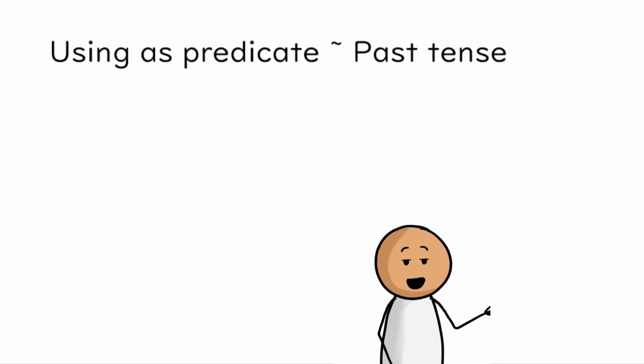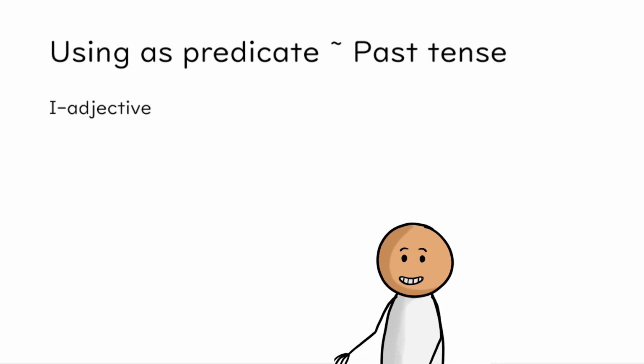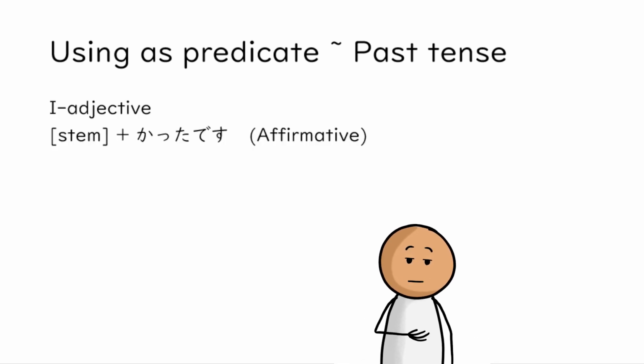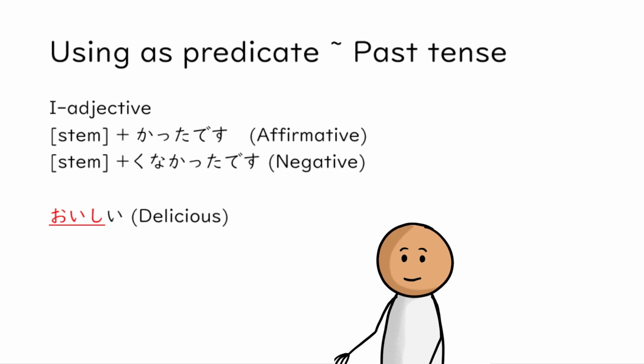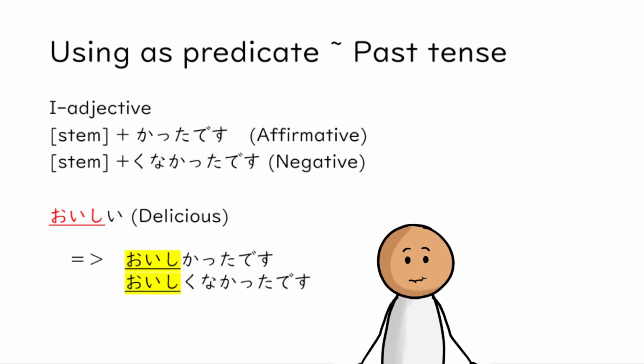The past tense is the one which students have trouble with, especially the past tense of i adjectives. Past affirmative is stem plus かったです, and past negative is stem plus くなかったです. For example, おいしい means delicious, and its past affirmative is おいしかったです, and the negative is おいしくなかったです.